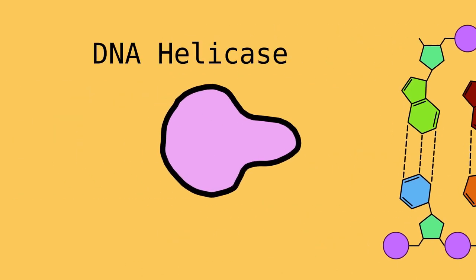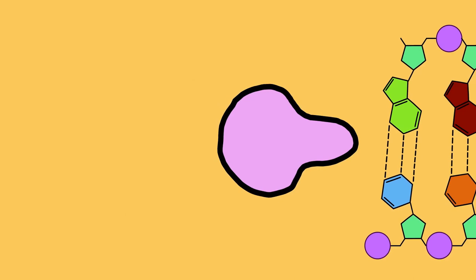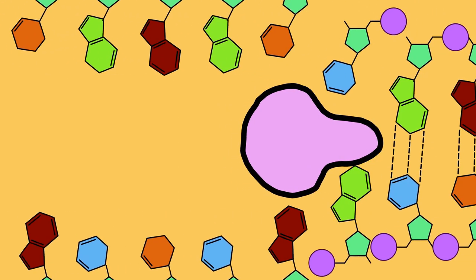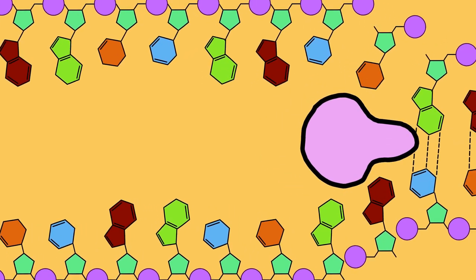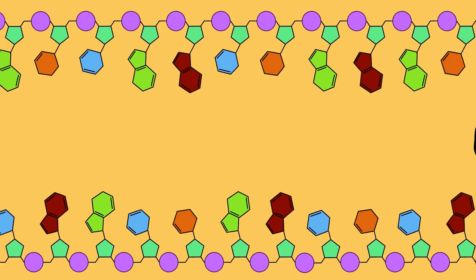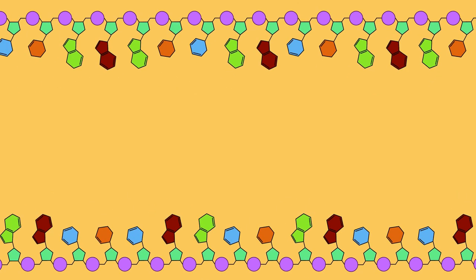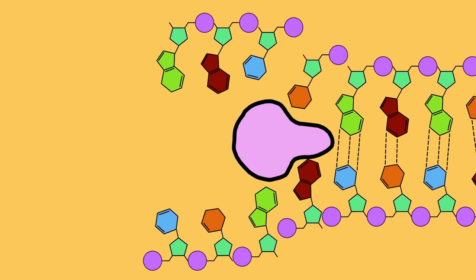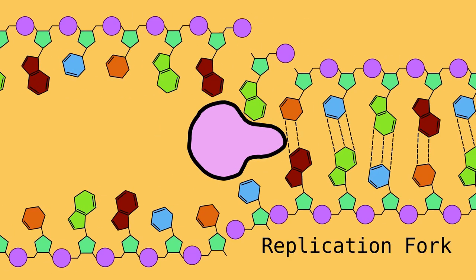The enzyme DNA helicase breaks the hydrogen bonds holding the complementary bases together, unwinding the two polynucleotide strands of the DNA double helix and exposing the bases. The two separated strands act as templates for the synthesis of new complementary polynucleotide strands. And as they separate, they form a replication fork.